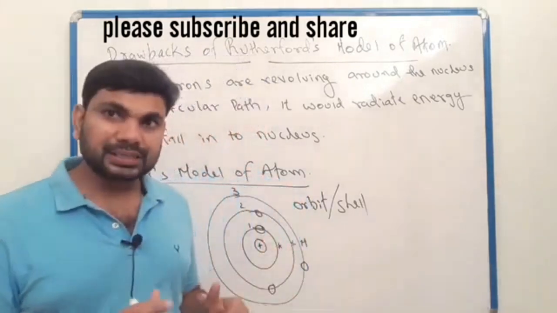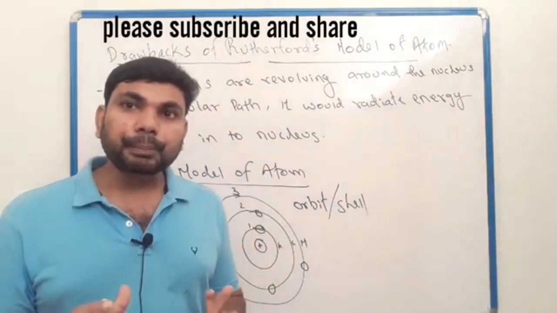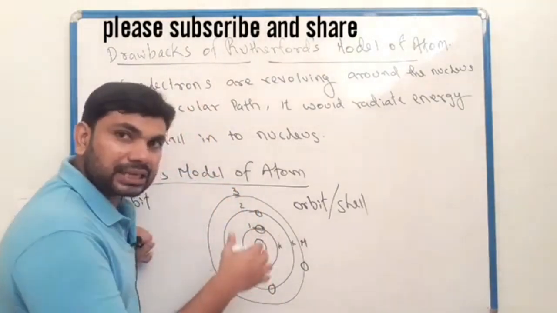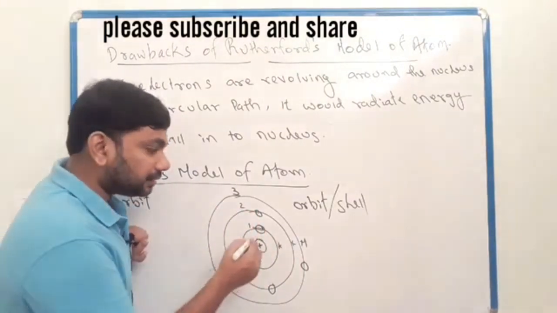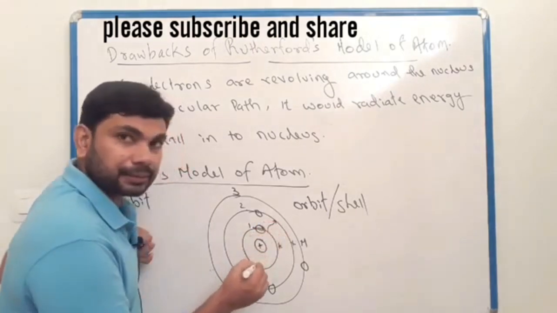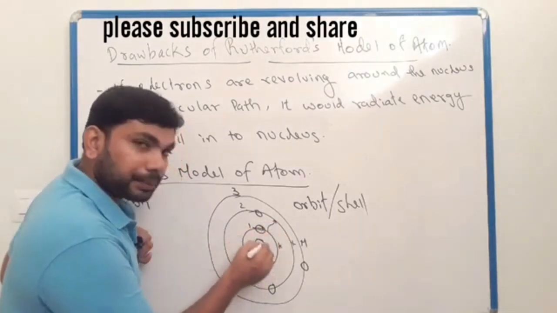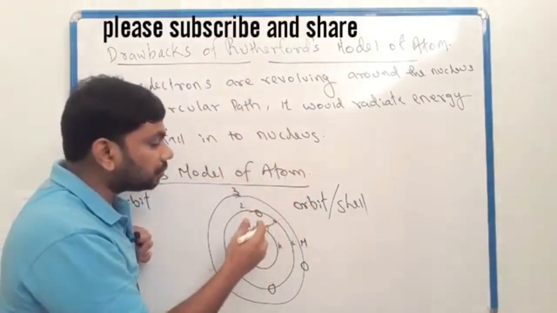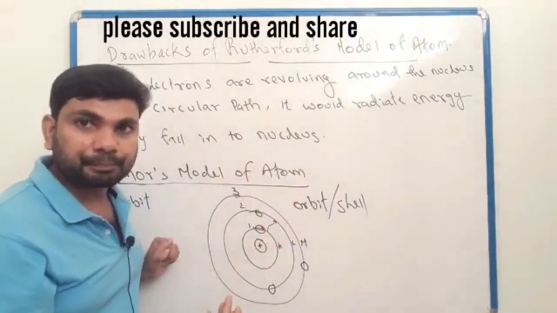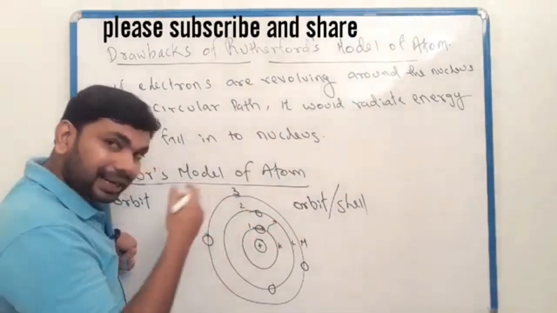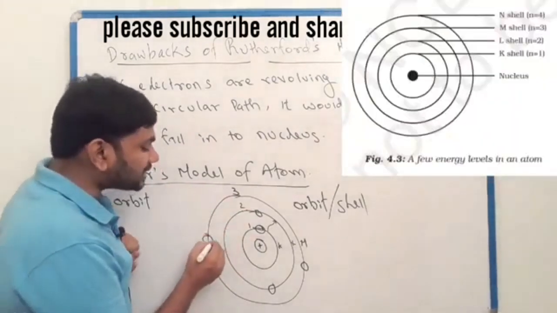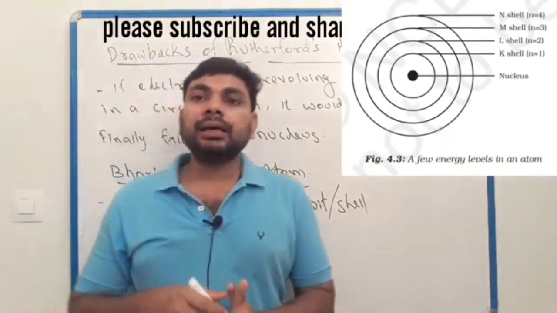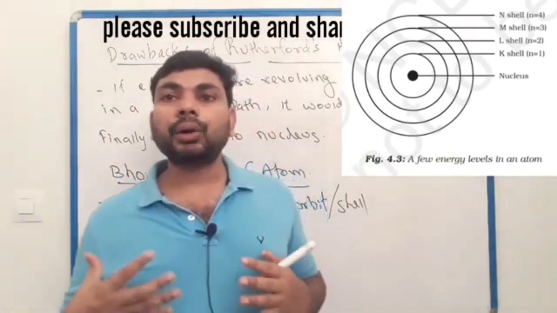Also, according to the Bohr model of atom, each orbit has a fixed amount of energy: first orbit, second orbit, third orbit, each has fixed energy. If an electron in the first orbit receives energy, it will go to a higher energy level, the second or third orbit. Similarly, if an electron in a higher energy level loses energy, it will come back to a lower energy level. You understand? These are the different points in the Bohr model of atom.